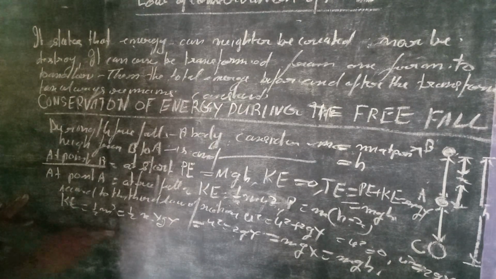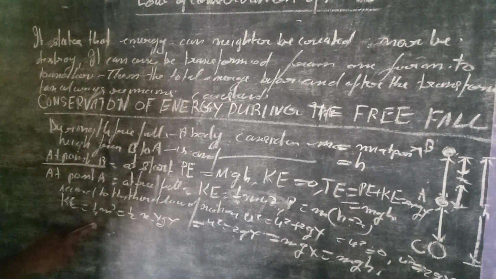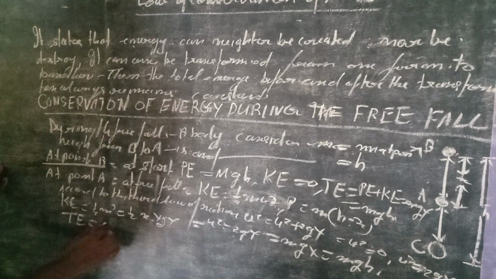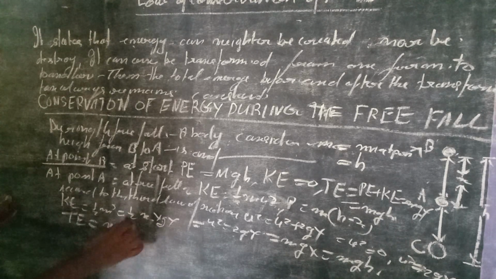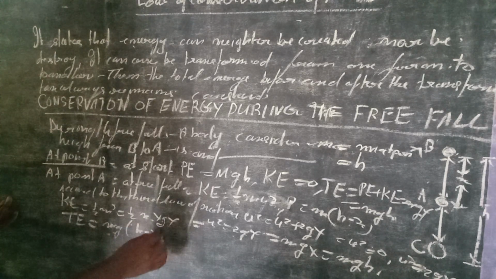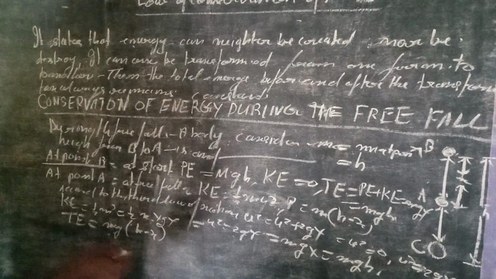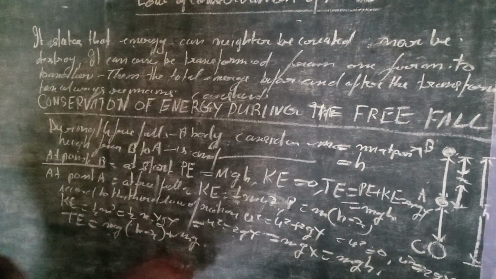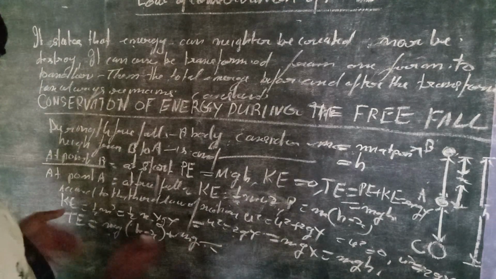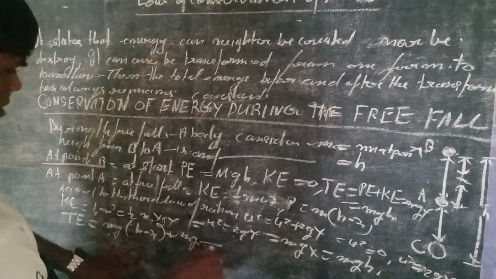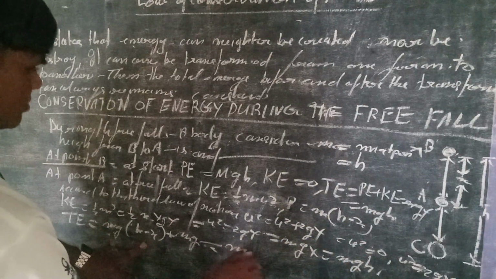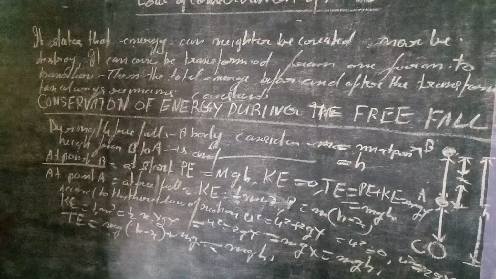Now we will consider the total energy. Total energy is mg into h minus x plus mgx, which is equal to mgh.